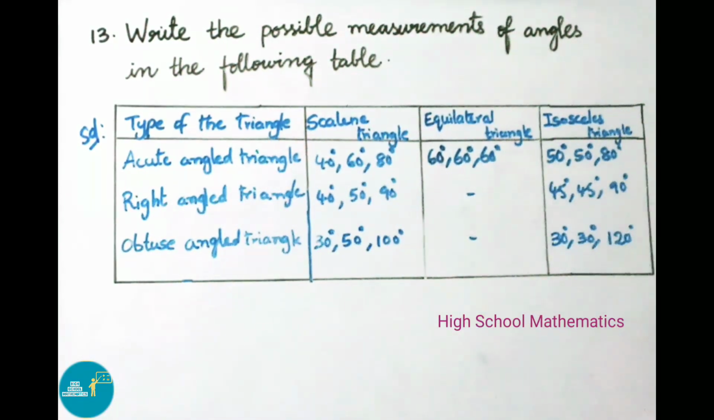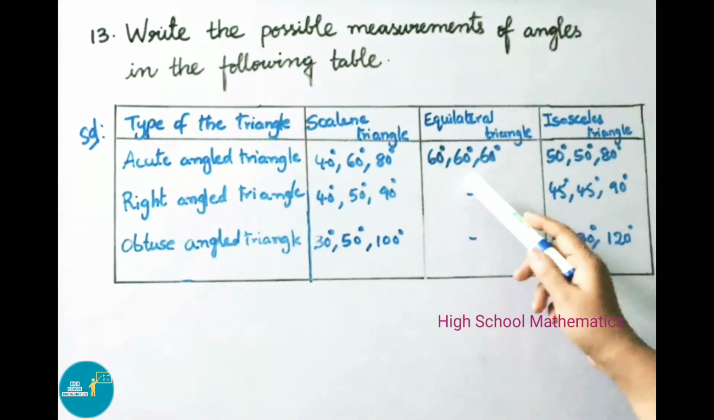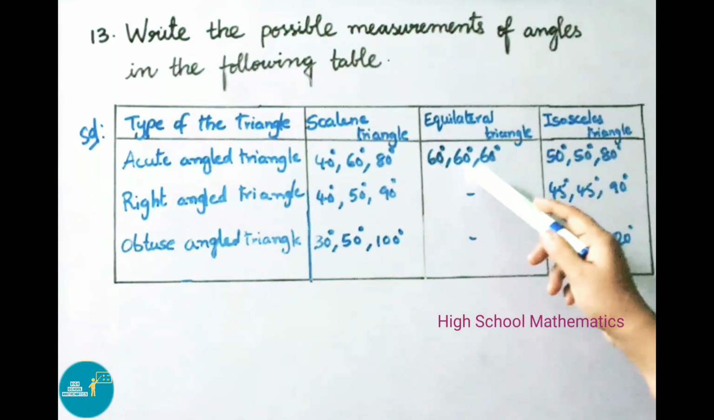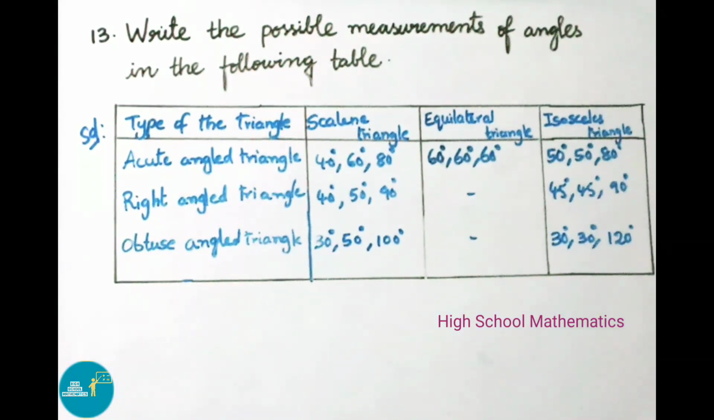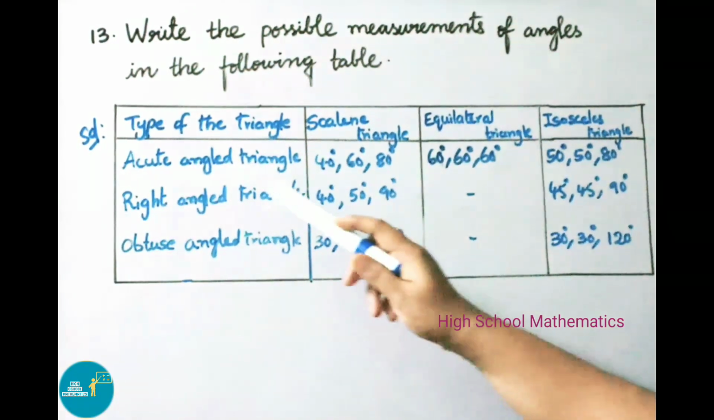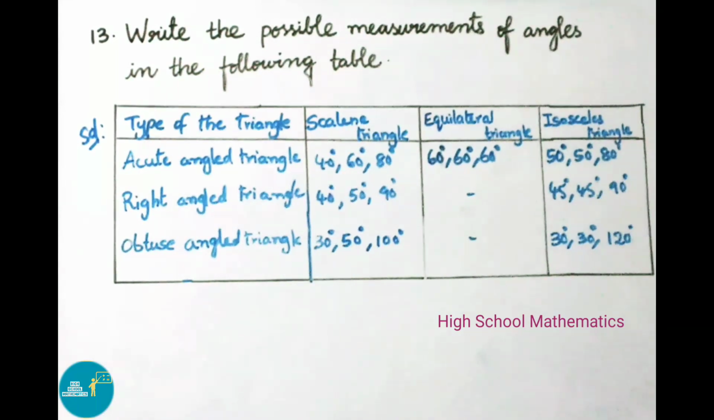See now equilateral triangle. In an equilateral triangle, all angles must be equal. Acute angle triangle means all the angles must be less than 90 degrees. So here as example we have written 60 degrees, 60 degrees and 60 degrees. See next one, isosceles triangle. In an isosceles triangle, two angles must be equal. Acute angle means all the three angles must be less than 90 degrees. So we have written here 50 degrees, 50 degrees and 80 degrees. Here two angles are same, so it is an isosceles triangle and all the angles are less than 90 degrees. So it satisfies acute angle triangle also.